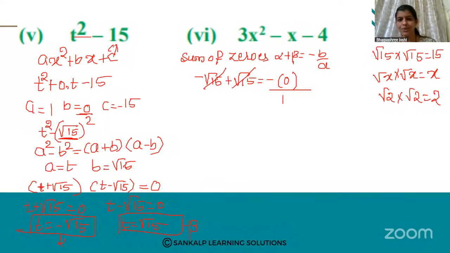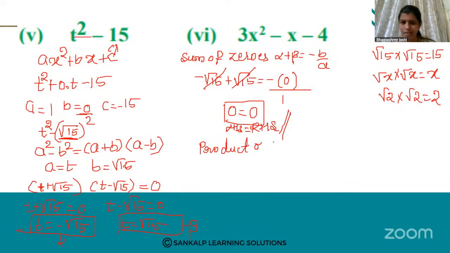Cancel means 0. Okay. So minus plus both values will get cancelled. Here I will get 0. 0 divided by anything is 0 only. So here LHS value is equal to RHS value. That means here also the relationship holds, or it is verified. Right? Next, product of zeros.